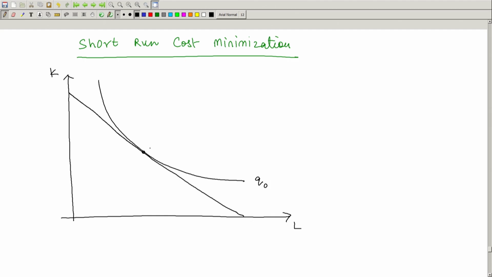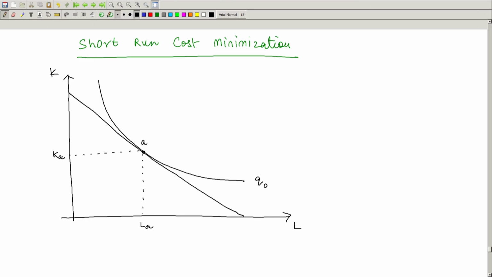Let me call this point A. The amount of labor that I am using is L sub A, and the amount of capital that the firm is using here is K A. If you tell me exactly what the value of Q0 is, if Q0 was 140, W was 20 and R was 80, as was the case for the previous example, we would get the values of L and K based on the example that we solved. I think K was 7 and L was 28.